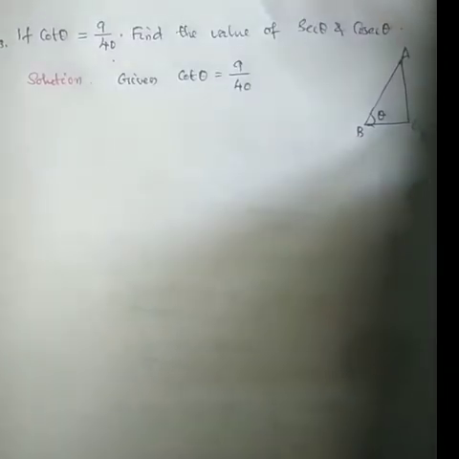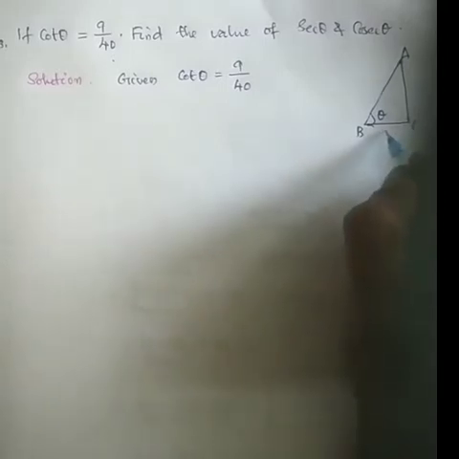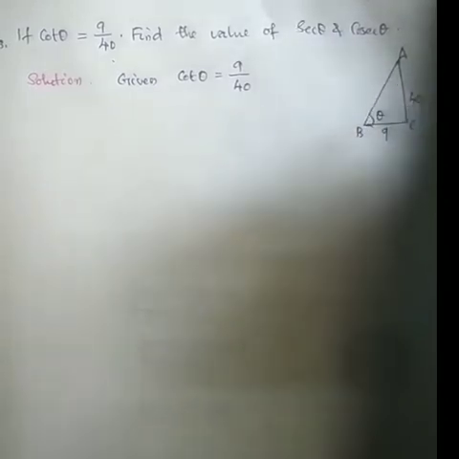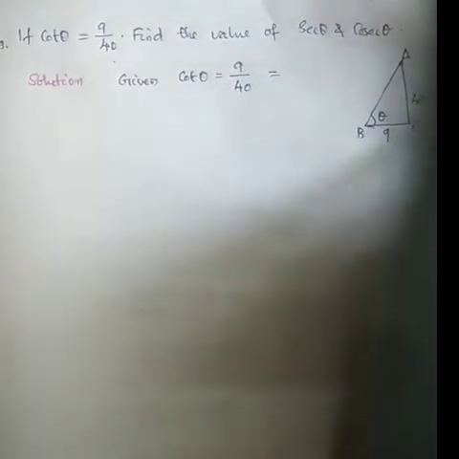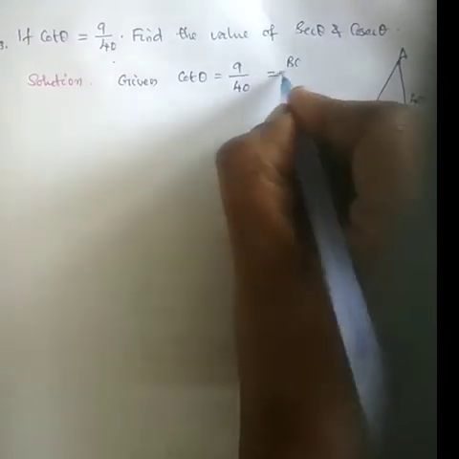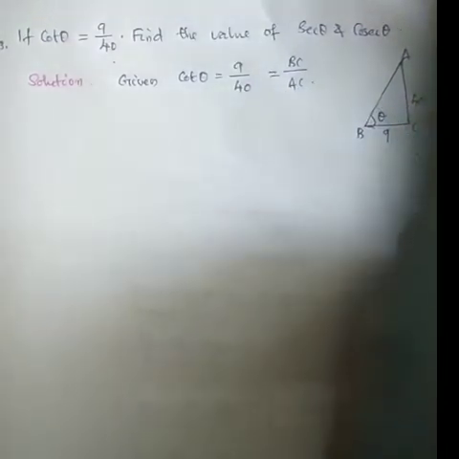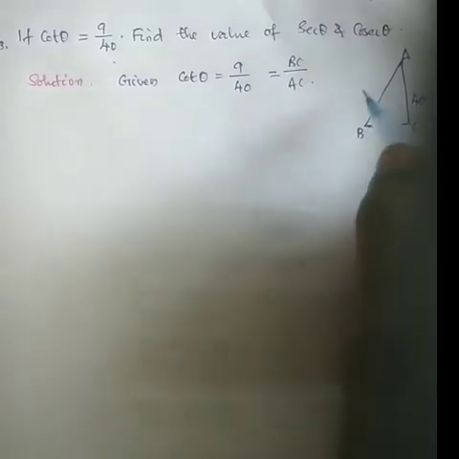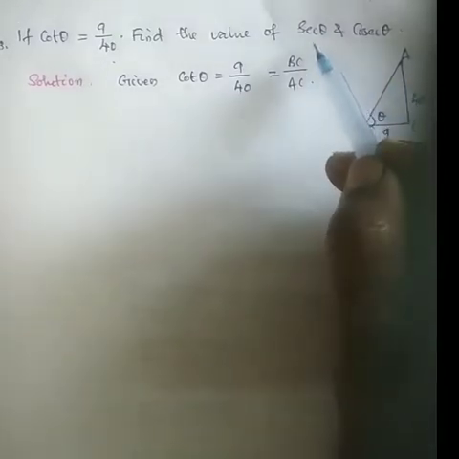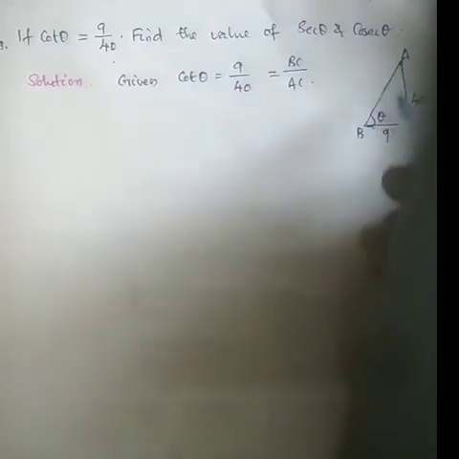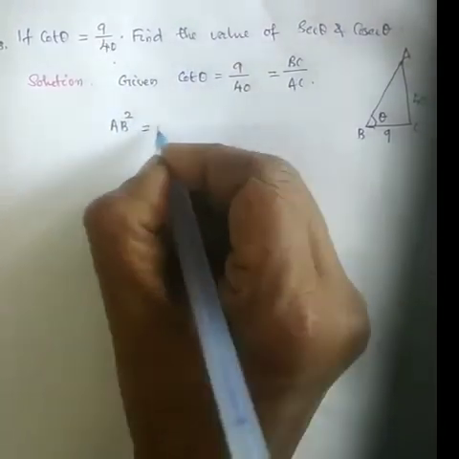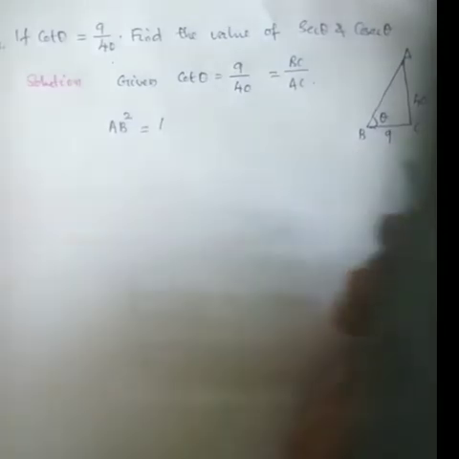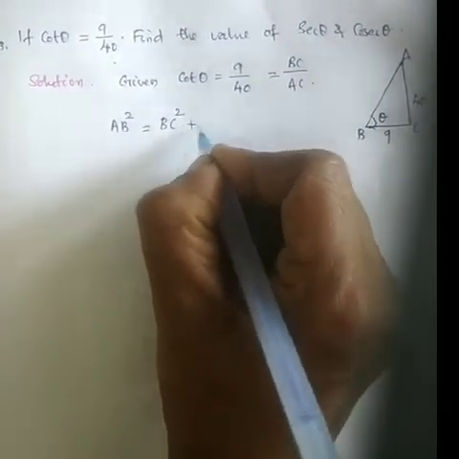Adjacent side by opposite side. Adjacent side here is 9, and take AC as 40. Using the right angle triangle, we can rewrite this as BC divided by AC. Then find AB. Using the sides of the triangle, we can find the values of sec theta and cosec theta. First find AB. We know that for a right angle triangle, AB square is equal to base square plus altitude square. That is BC square plus AC square.